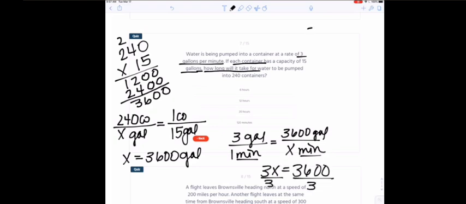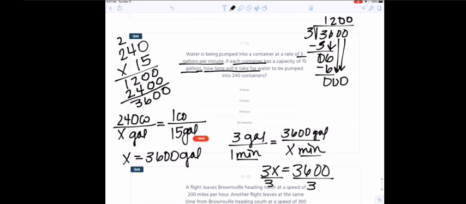So let's do it up here. 3 into 3,600. 3 goes into 3 one time. Sorry, bring down the 6. 3 goes into 6 2 times. Bring down a 0. 3 goes into 0 0 times. Bring down another 0. 3 goes into 0 0 times. So X equals 1,200 minutes. But 1,200 minutes is not an option. We have it in 120 minutes.